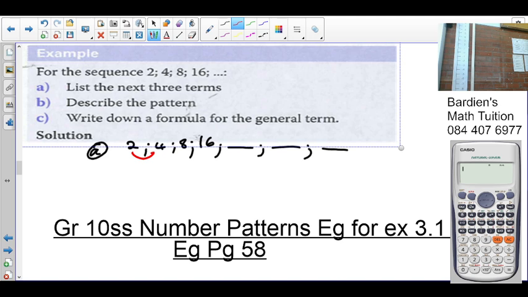So I go from one to the next times by 2. Then 32, yes, and then 64, yes, and then 128. So easy.